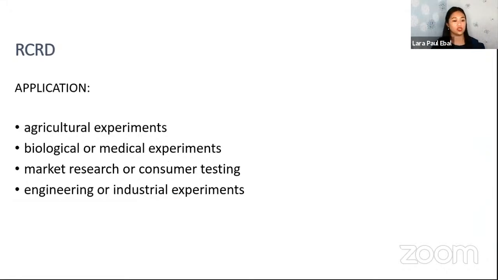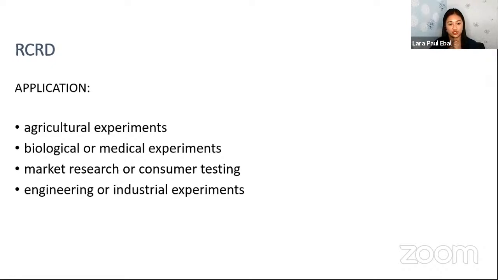Usually my applications are in agricultural experiments because experimental design was actually developed from these agricultural experiments. We can also apply this RCBD to biological or medical experiments. So think of biological or medical experiments. For example, you want to compare different dosages of a drug. The possible block in the experiment that can also affect the effectiveness of the treatment could be the age. So age can be your blocking factor.